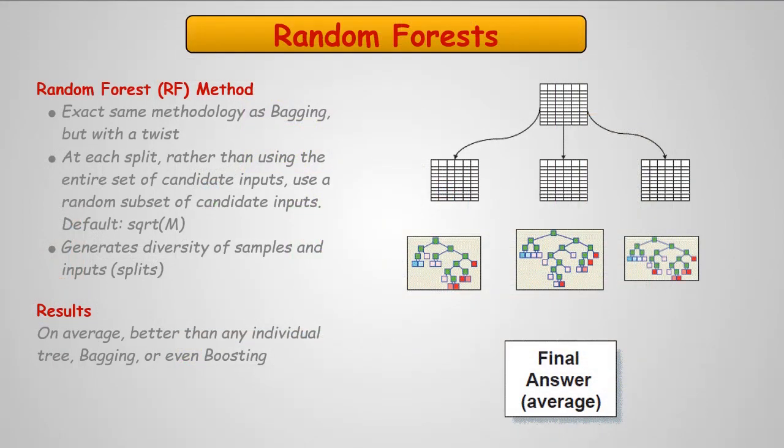And finally, a reminder, we went through an entire chapter on the random forest and explained how to do it in detail, but it's the exact same methodology as bagging, but with a twist. At each split, rather than using the entire set of candidate inputs, use a random subset of candidate inputs. So it generates diversity among the samples. And on average, this gives a better result than individual tree bagging or even boosting. So it tends to be one of the first things I turn to. As it turns out with our sample data, it also turned out to be the best solution.